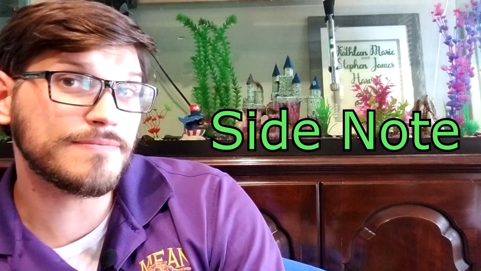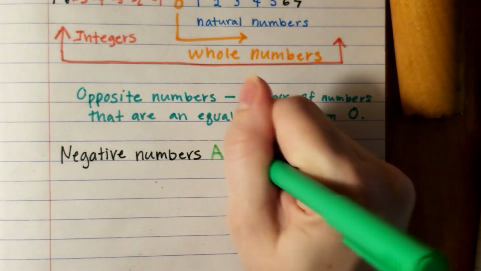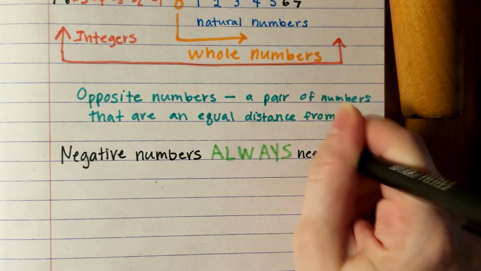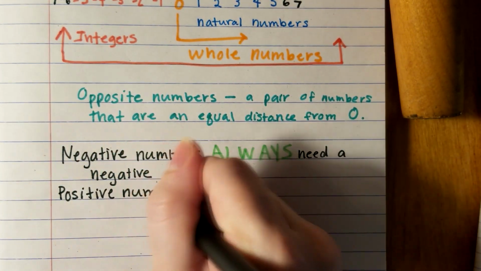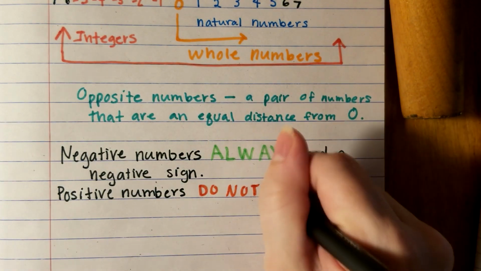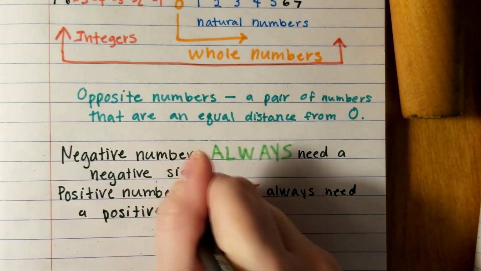So now you know, when we're talking about integers as whole numbers and their opposites, we're talking about positives and negatives. Side note, we always assume a number is positive. You don't have to write a positive sign. Sometimes you might want to help label the number for verification reasons. Negative numbers always need a negative sign. Positive numbers do not always need a positive sign.